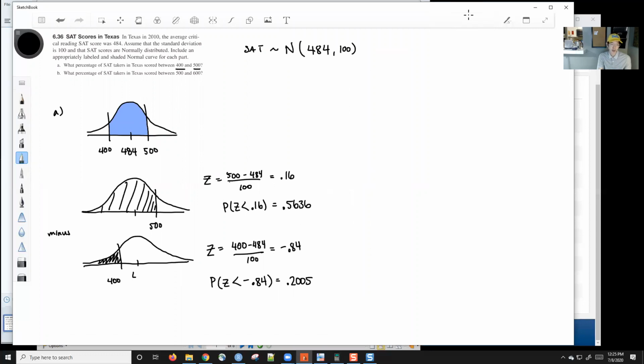Okay, so the area is equal to 0.5636 minus 0.2005, and I'm going to get 0.3631. That's our area here.